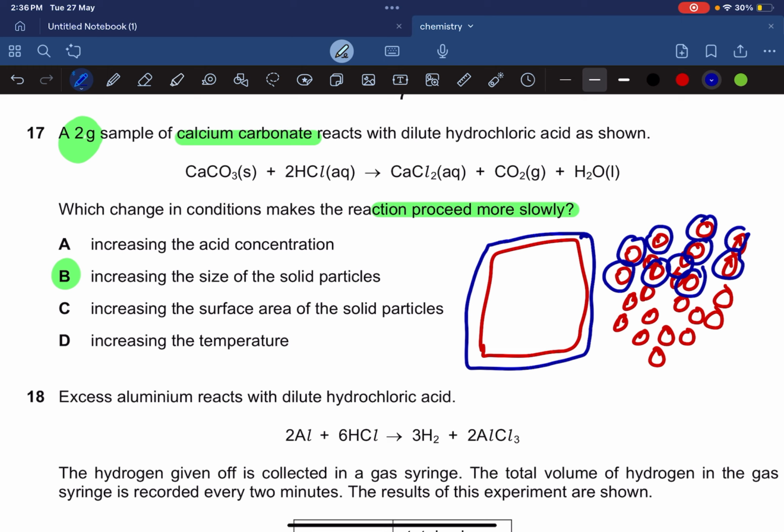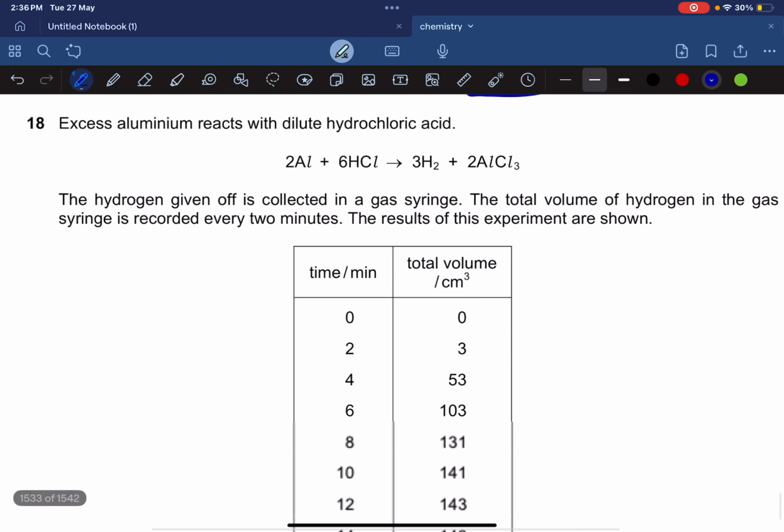of effective collisions increases. Increasing surface area, that's going to increase, not decrease. Increasing temperature is also going to increase. So excess aluminum reacts with dilute hydrochloric acid. You got to realize you have your aluminum in excess, and HCl is going to be the limiting reactant.